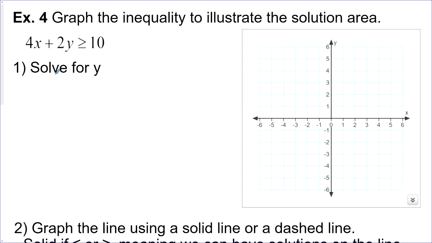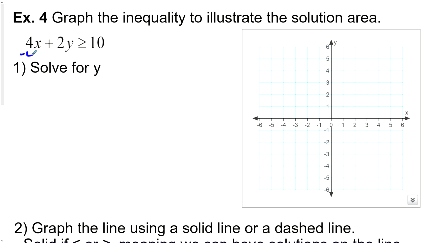Example 4, we want to graph the inequality to illustrate the solution area. We see that we have two variables, x and y. Now, if we have two variables, that means we have two dimensions, x and y. So it fits on the Cartesian plane. It doesn't fit on a number line anymore. This isn't in a very convenient form to graph, and so we want to solve for y.